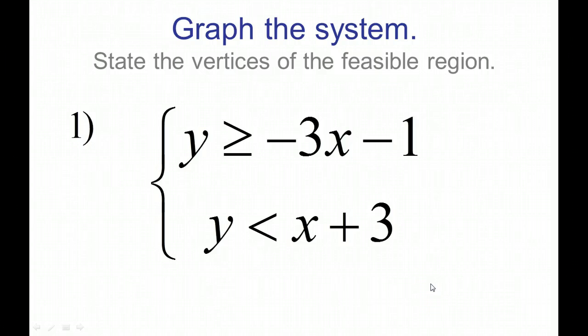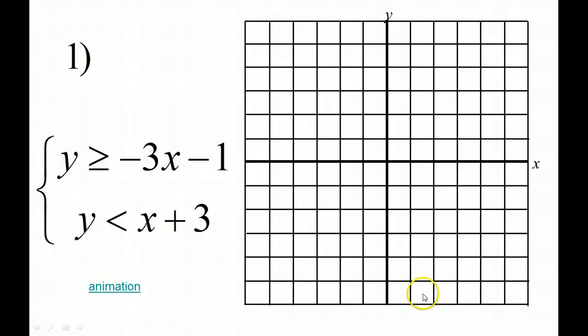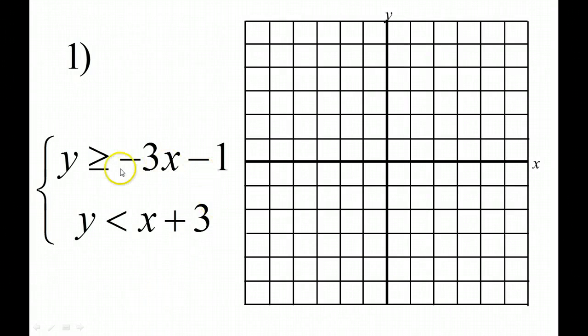Alright, so here's problem number one. If you're doing this at home, pause the video right now and try this on your own. Okay. So when you graph this one, let's start with this first equation. We have y is greater than or equal to negative 3x minus 1. So the first thing you should have done is to graph these points. Starting at negative 1 and then going down 3 over 1, then make points to the left by going up 3 back 1. So you've got these points.